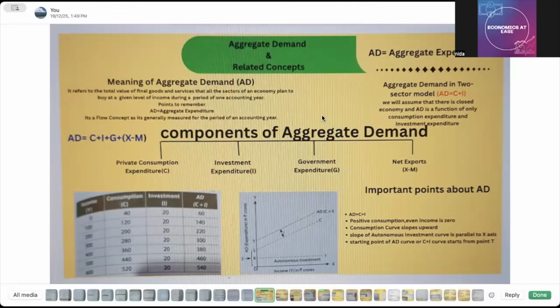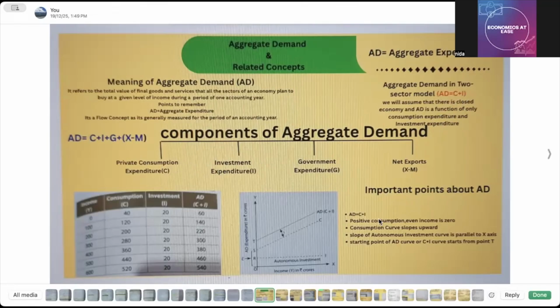Aggregate demand can be called aggregate expenditure, because whatever the total demand is, it is the total expenditure. Aggregate demand has two components, that is C plus I, consumption and investment, so it is a function of only consumption expenditure and investment expenditure. The components are the same as in the expenditure method of national income, but we are considering only the two sector model, so we only assume consumption and investment here, that is the households and the firms.